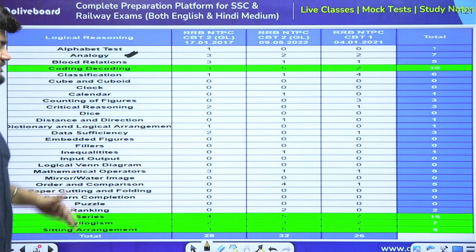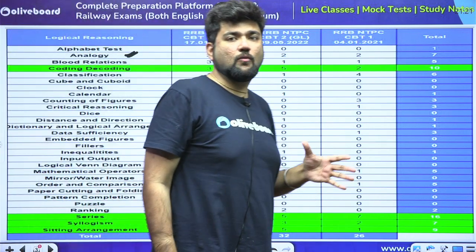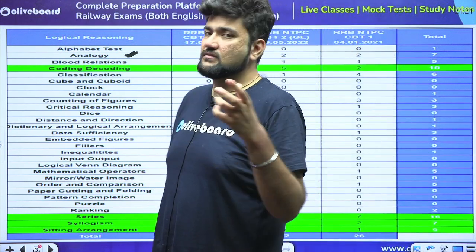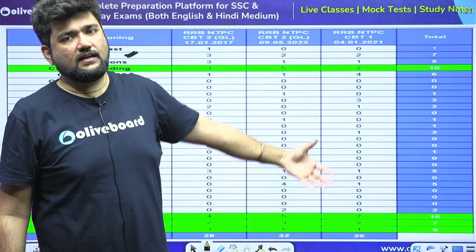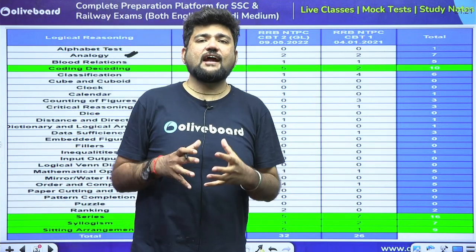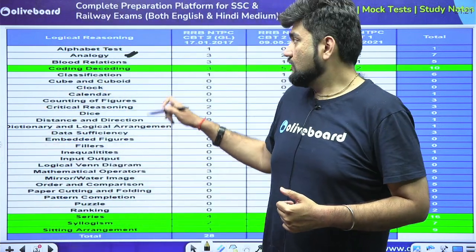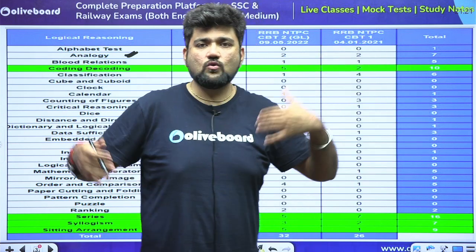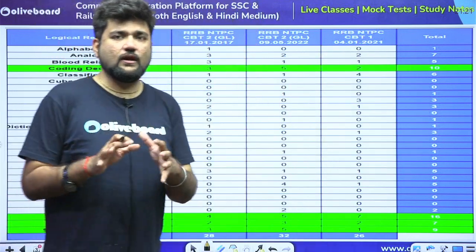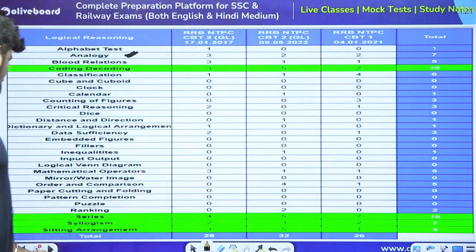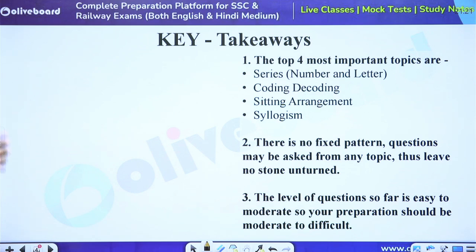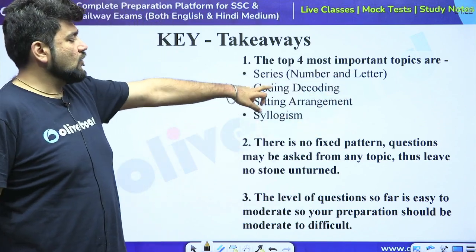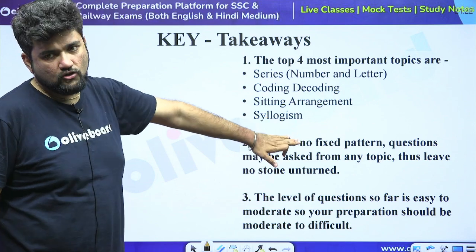So these are the top 4 most important topics which you need to focus on as far as the logical reasoning section is concerned. What are the key takeaways from this data? Whatever data we saw, we extracted and analyzed. This is not available anywhere. These papers are available in the public domain, so you can get this data and try to draw your own analysis, your own conclusions. We are there to help you for that, right? So what are the key takeaways here? The top 4 most important topics, as I told you, are series, number and letter series, coding decoding, sitting arrangement, and syllogism. You can add analogy here as a 5th topic also.